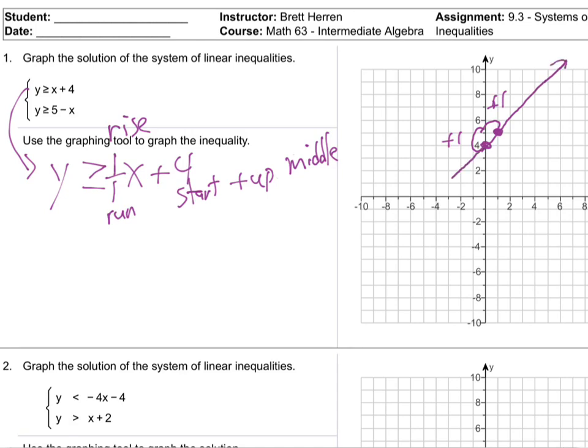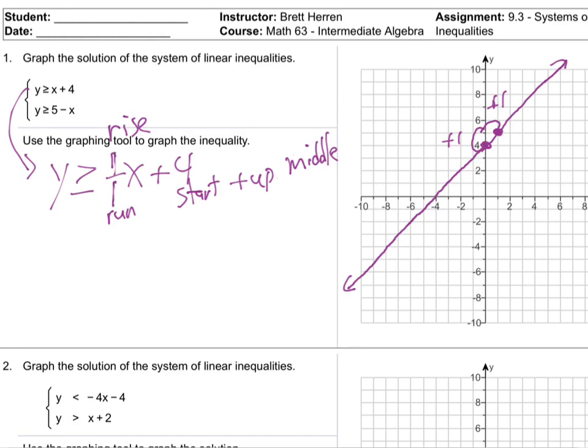It's a solid line. I don't know if you remember all that stuff from 61. Good memory. If you have a solid bar, it's a solid line. If you're missing that, it'll be dotted. We'll talk more about that next week.